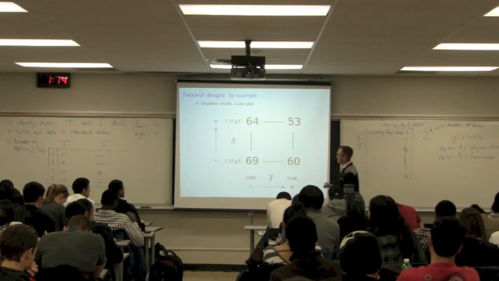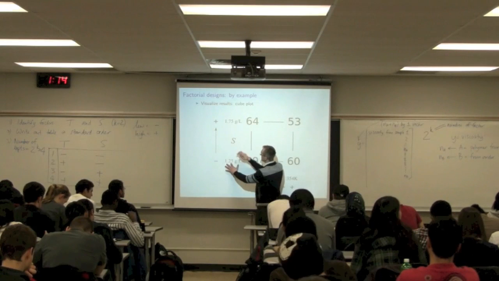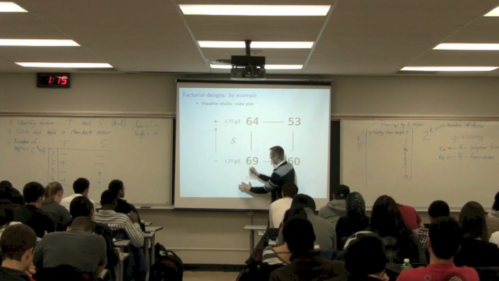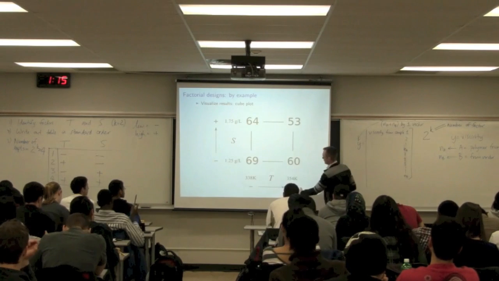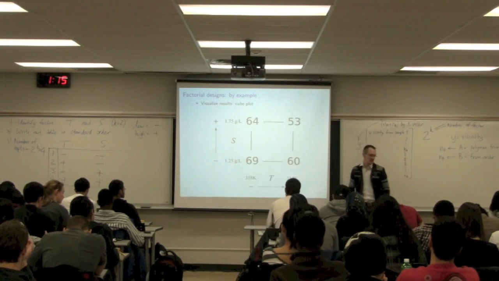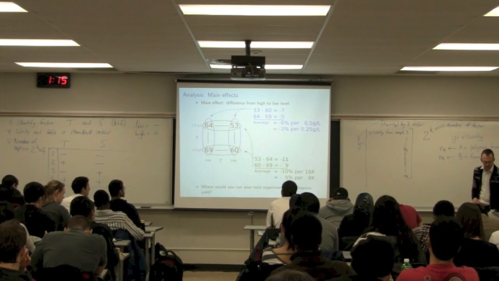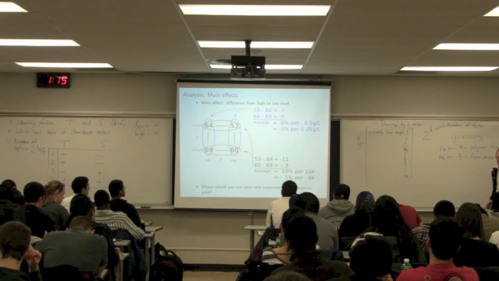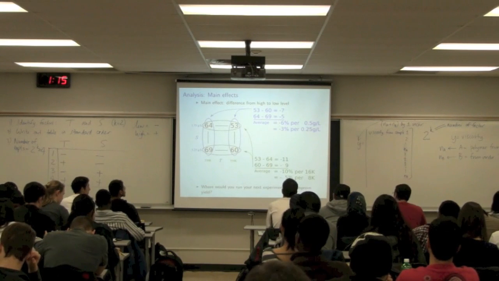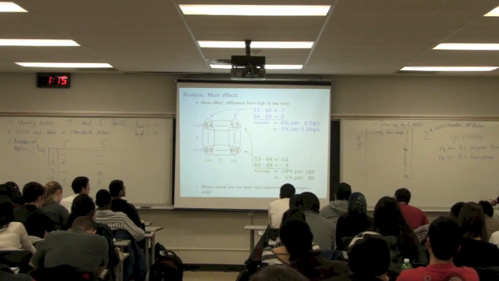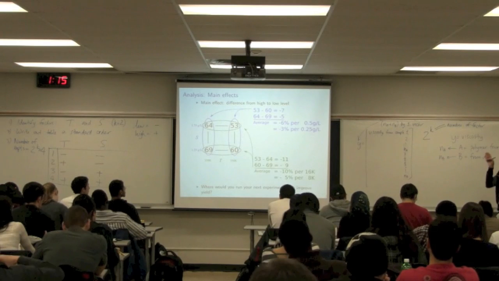So here's low value of substrate concentration, high value of substrate concentration, low value of temperature, high value of temperature on these two axes. The analysis of the data goes as follows. Let's take a look at analyzing the blue region first. The blue region is the effect of substrate. So the vertical direction.